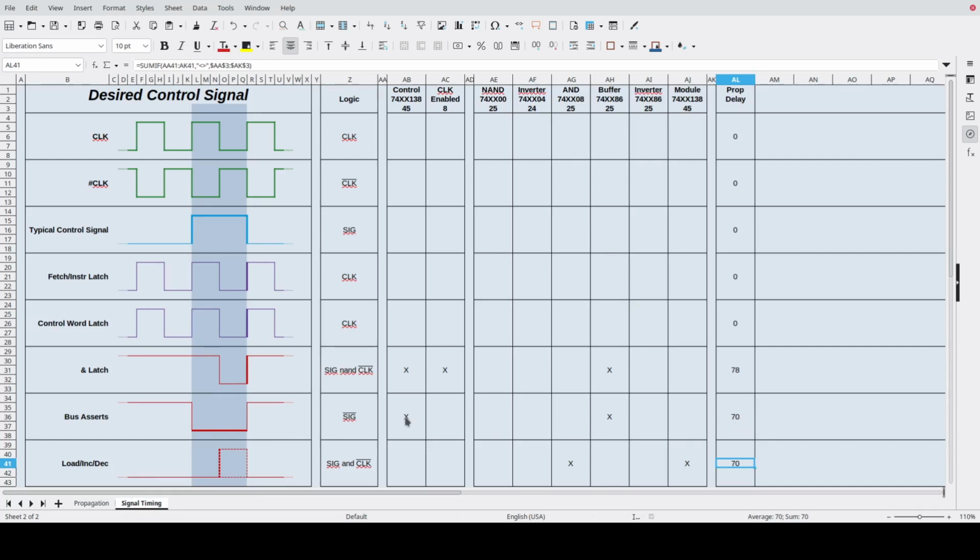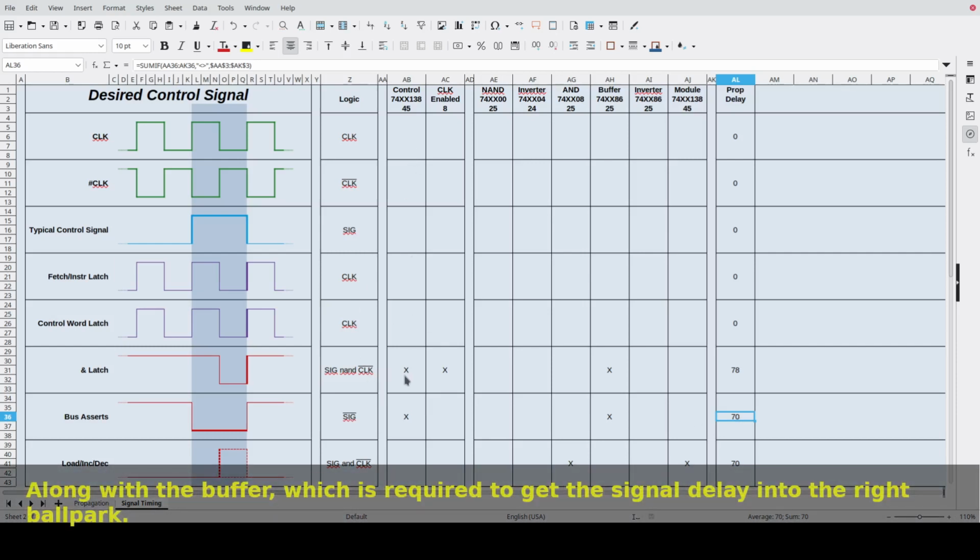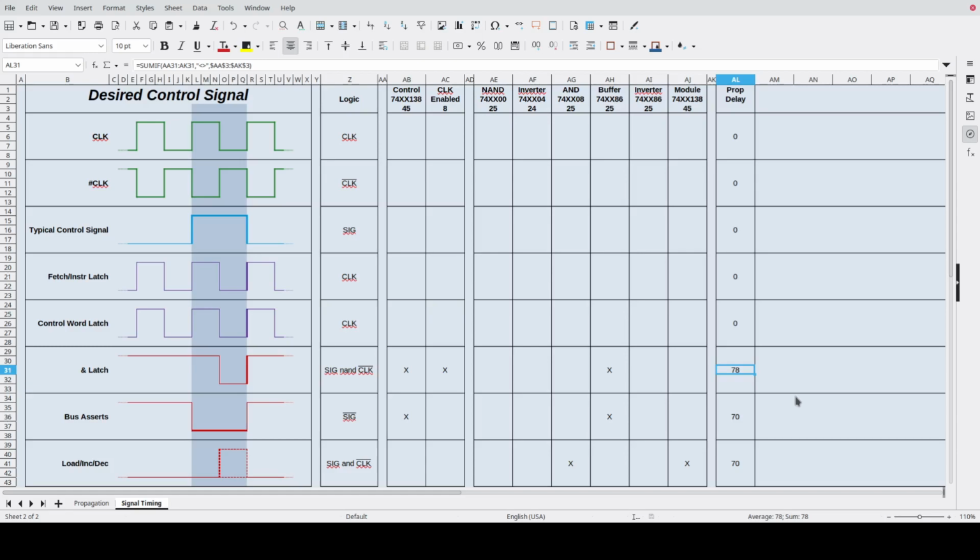The bus assert is exactly the same. It's handled by the control and is not enabled by a clock pulse, so it will constantly be outputting, and so that would be a 70 nanosecond delay. And then I've got, for example, the AND latch, which is also going to be multiplexed in the control word, so it has to be demultiplexed by a 138. This one's going to be clock enabled, so I pay a 78 nanosecond penalty for that. Well, let's call that a delay rather than a penalty.